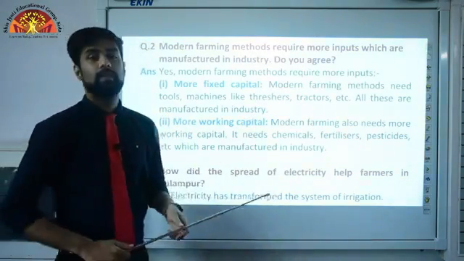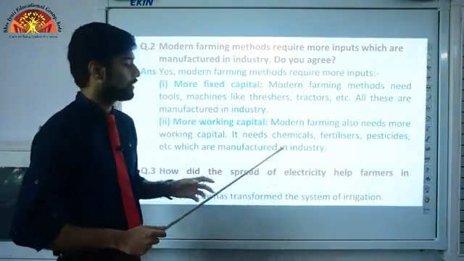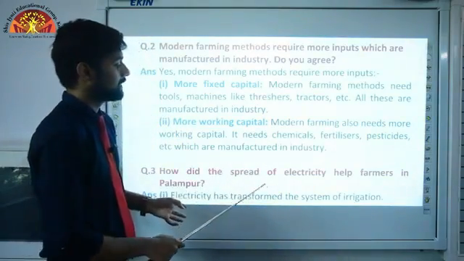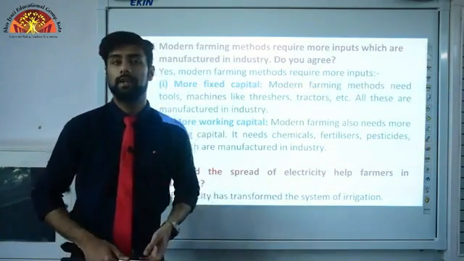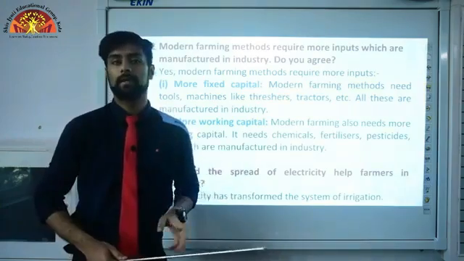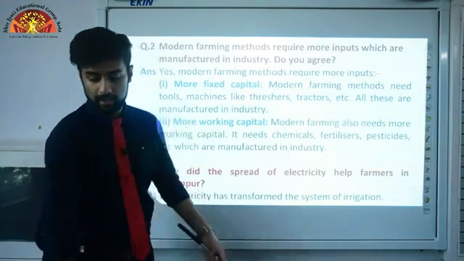But now because we have a good irrigation system, a good canal system in our country, electricity has transformed the system of irrigation. Now whenever a farmer wants to irrigate his field, he just needs to push one button and the entire field will be irrigated by water.